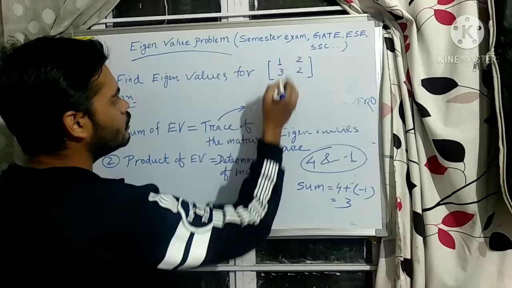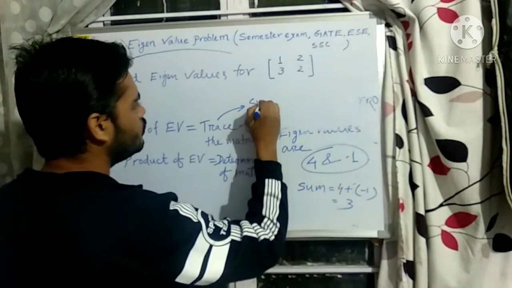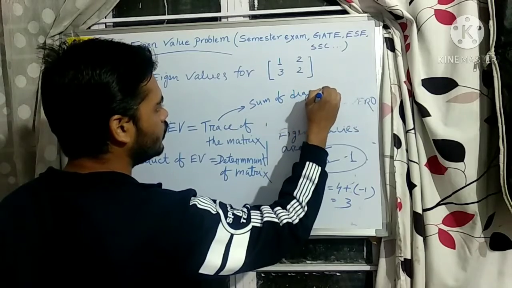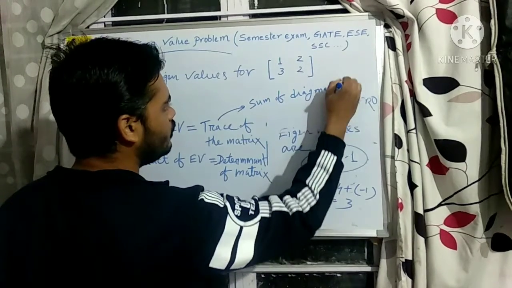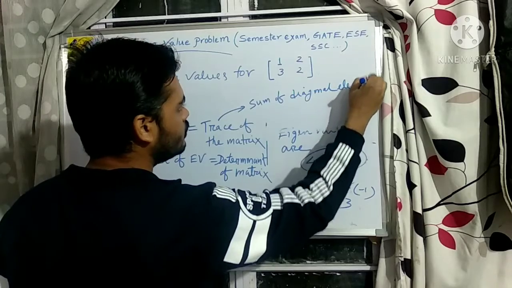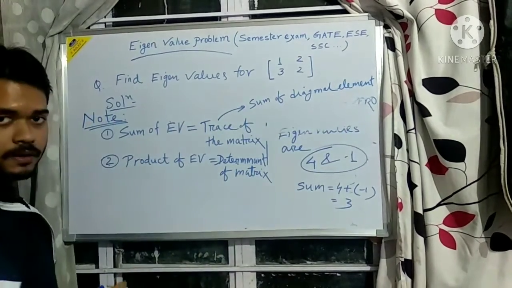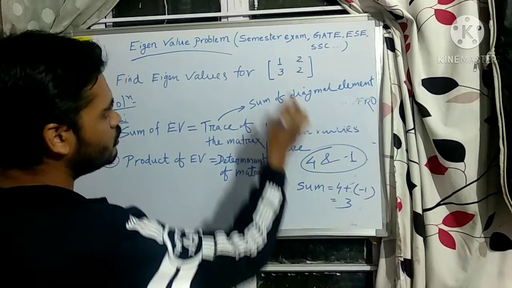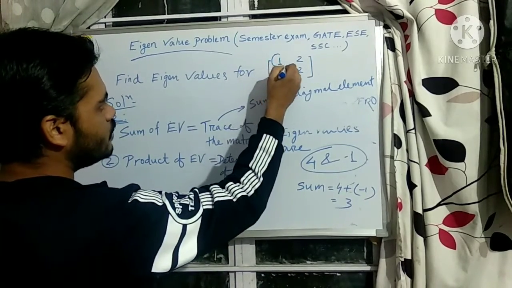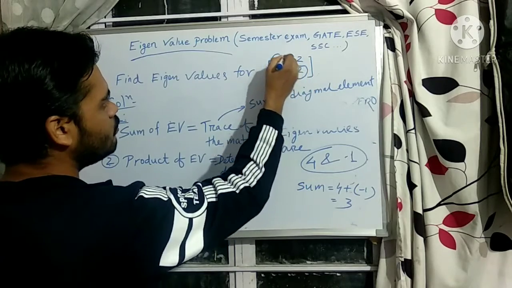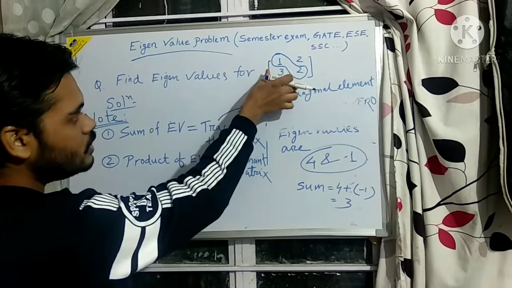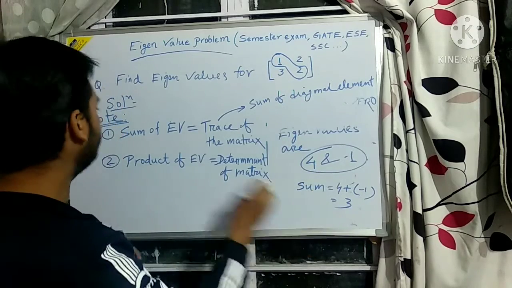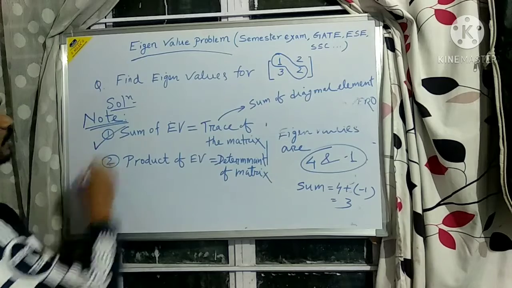So what is the trace of the matrix? The trace of the matrix is the sum of the diagonal elements. Okay, so the sum of the diagonal elements in the matrix is known as the trace of the matrix. So here you can see the sum of the eigenvalues is 3. Also you can see the sum of the diagonal elements, 1 plus 2, is how much? 3. Also the sum of the eigenvalues is 3. So I have proved point number 1.